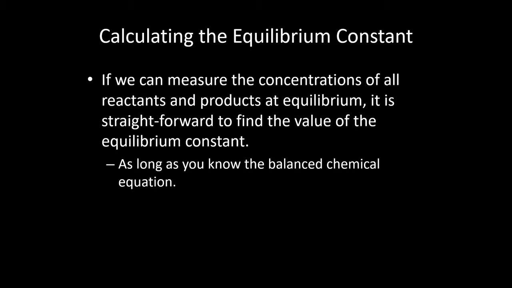Alrighty, let's say we have a reaction we're interested in, and we can measure the concentrations of all the reactants and products at equilibrium, which is possible to do for sure, depending on the reaction you're looking at and how much you know about the different molecules involved. It is not unreasonable at all to be able to measure the concentrations of everything as the reaction progresses. So if we want to take that information and find the equilibrium constant, it's a pretty straightforward process. It's actually not that difficult, as long as we actually know the reaction that's taking place.